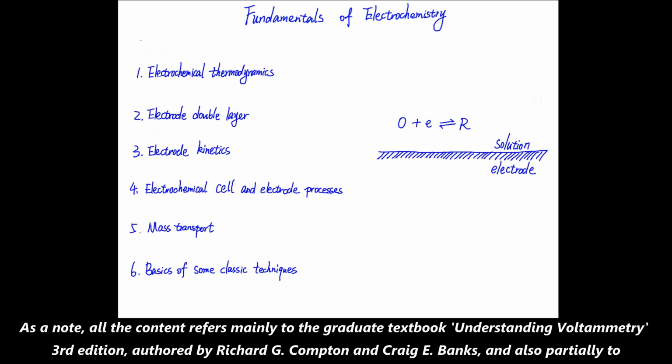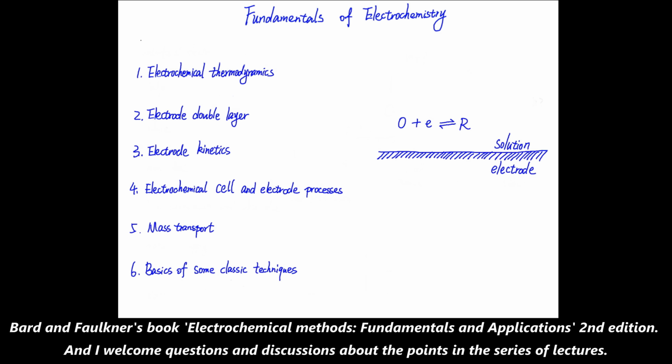As a note, all the content refers mainly to the graduate textbook, Understanding Voltammetry, 3rd edition, authored by Richard G. Compton and Craig E. Banks, and also partially to Bard and Faulkner's book, Electrochemical Methods: Fundamentals and Applications, 2nd edition, and welcome questions and discussions about the points in this series of lectures.